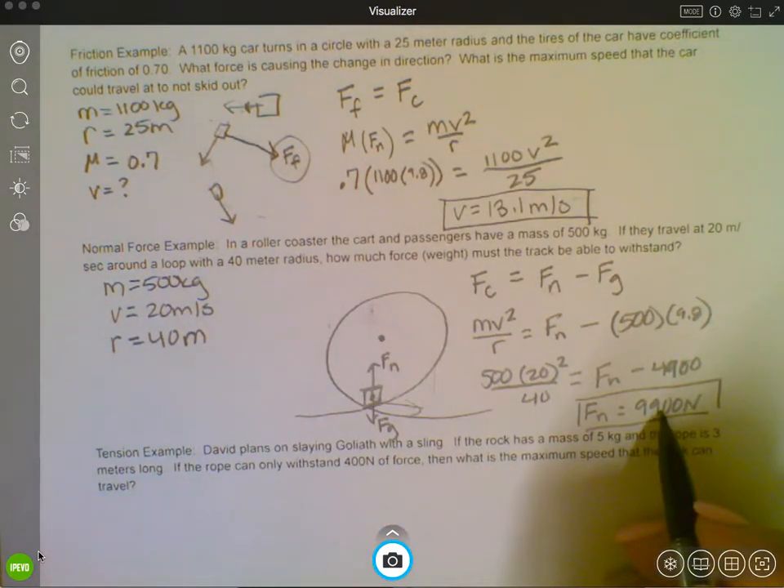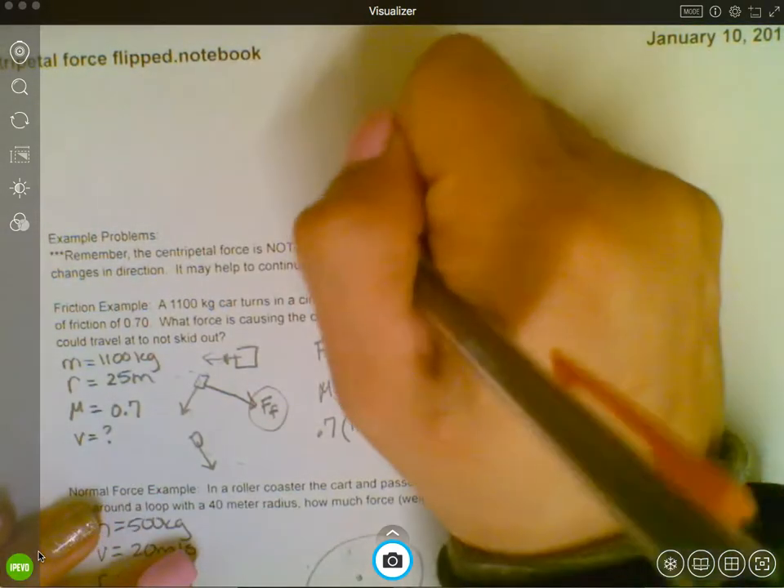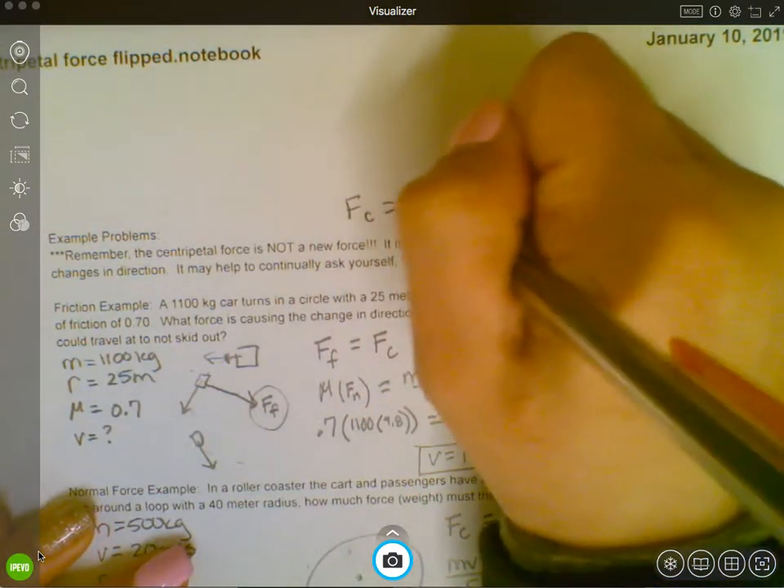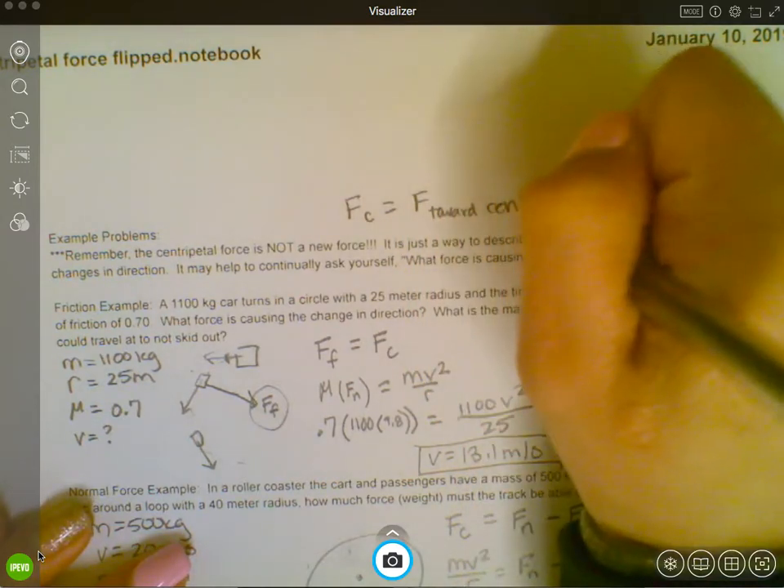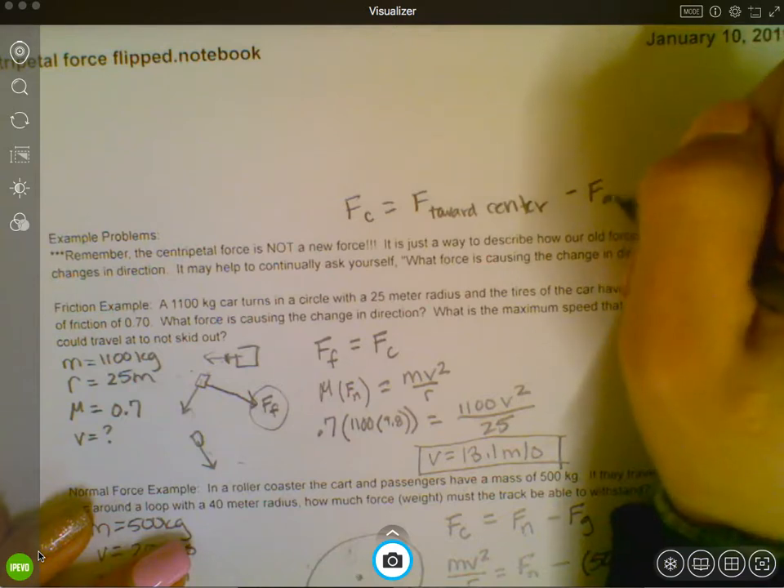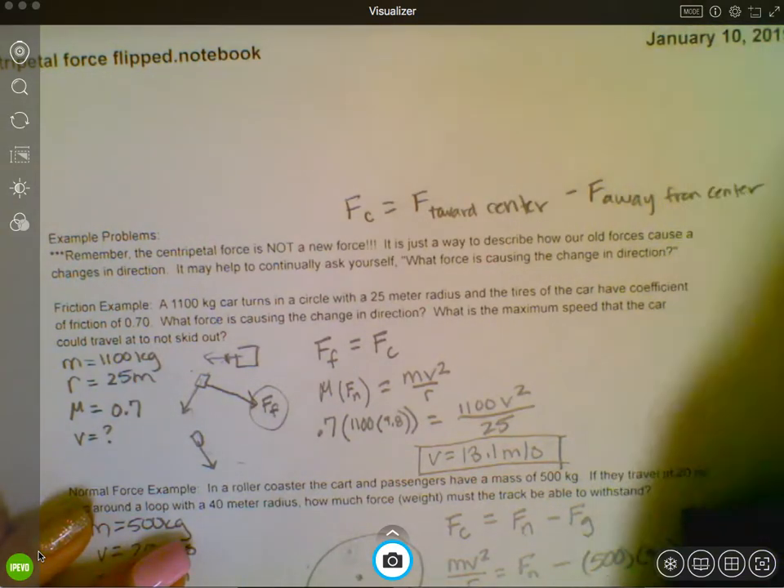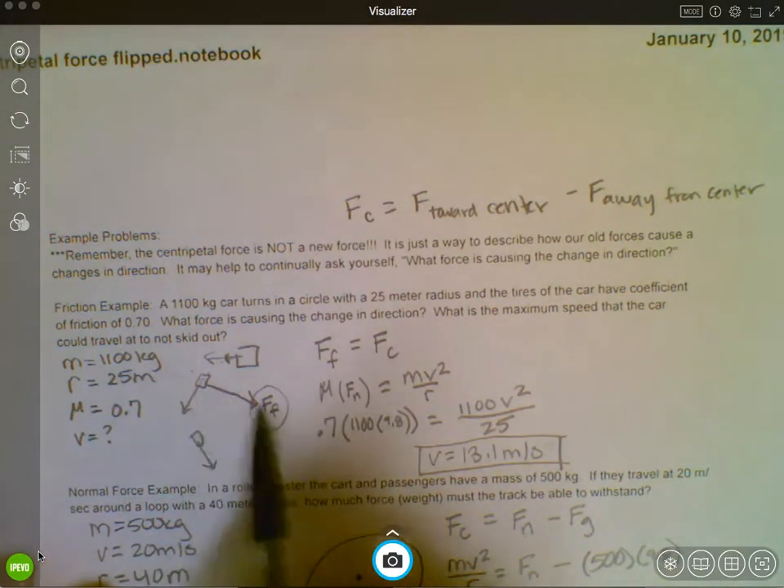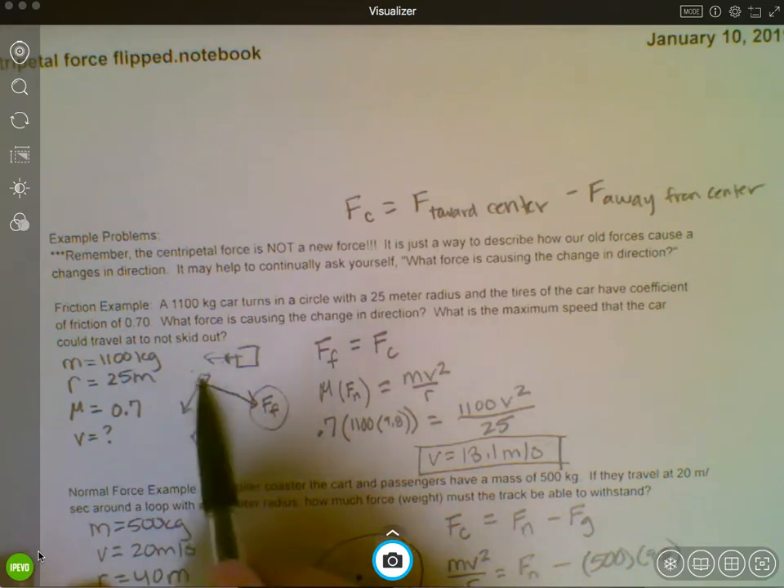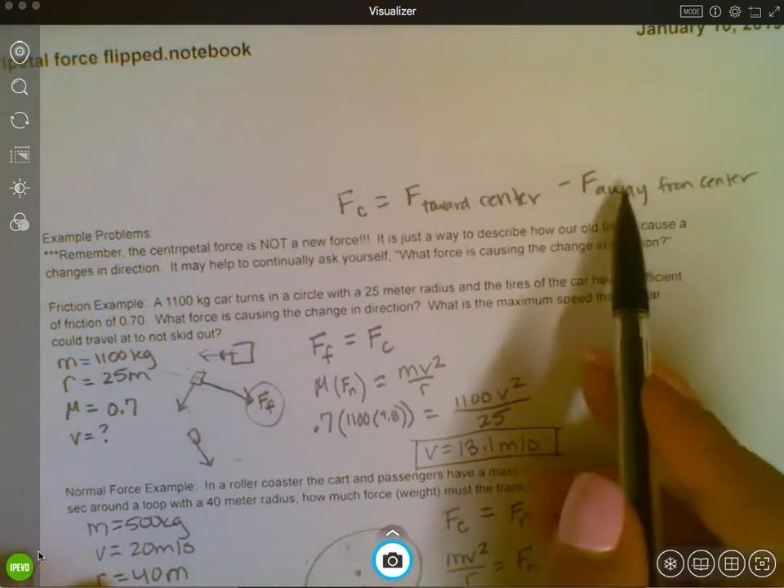All right, but the main idea is that the centripetal force equals forces. I'm going to put this up here. I want you to write this down. Centripetal force equals the forces toward the center minus the forces away from center. Now, in this example, we didn't have anything going away from the center. The force of friction was pulling toward the center, but there was nothing pulling in the opposite direction. So that's why this just said centripetal equals friction. We didn't have anything pulling away.